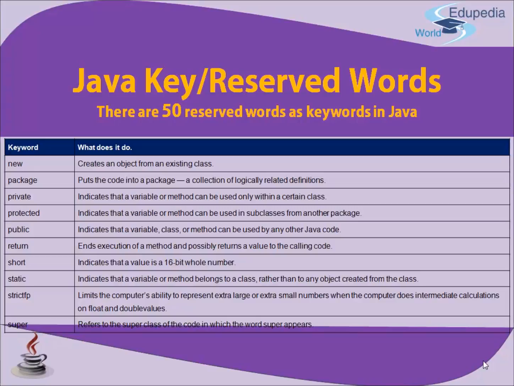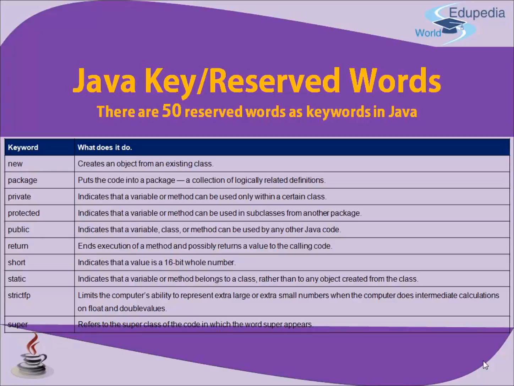Then private indicates that a variable or method can be used only within a certain class. Then you have protected, which indicates that a variable or method can be used in subclasses from another package. You have public, you are well aware of this access modifier, which indicates that a variable, class or method can be used by any other Java code.